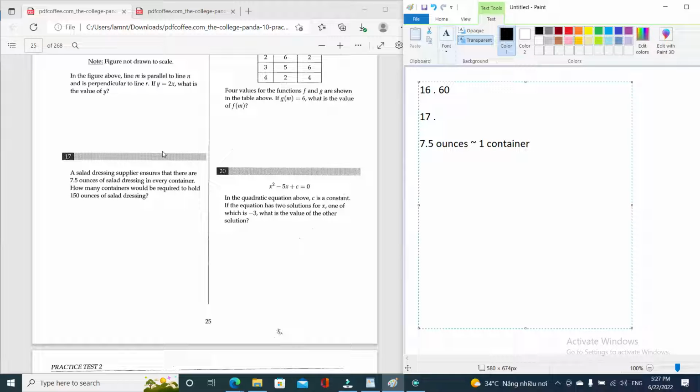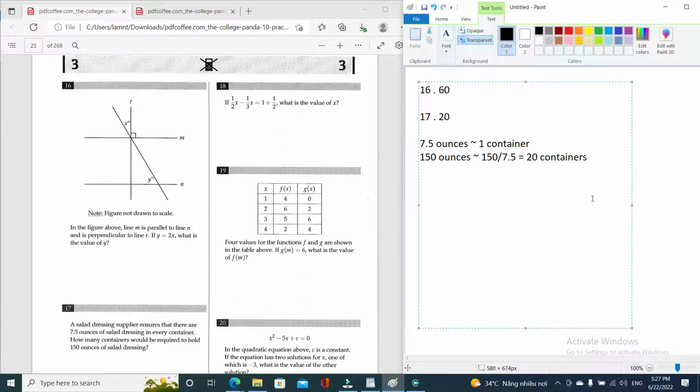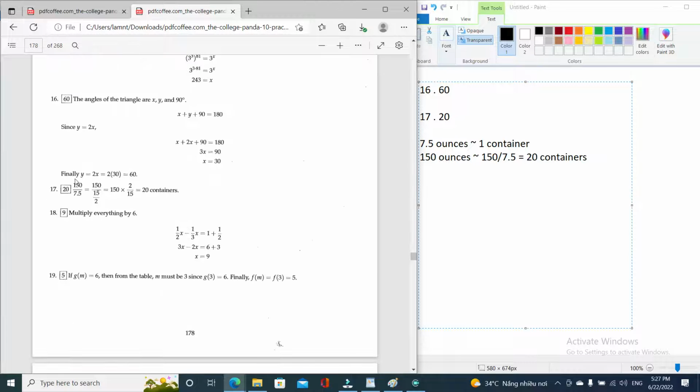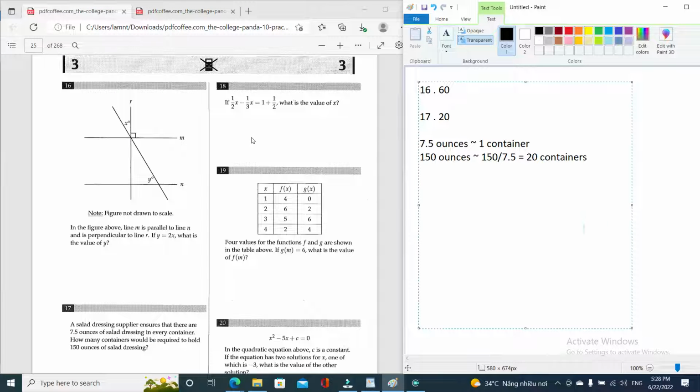So 150 ounces. This is just equivalent to 150 divided by 7.5, which is 20 containers. Okay, so it's 20. Number 18 and 17 is 20 indeed. So it's 16 and 20. Okay. Number 18.